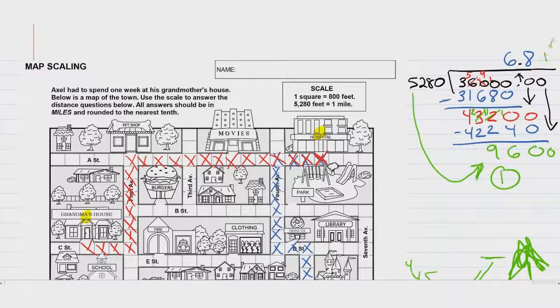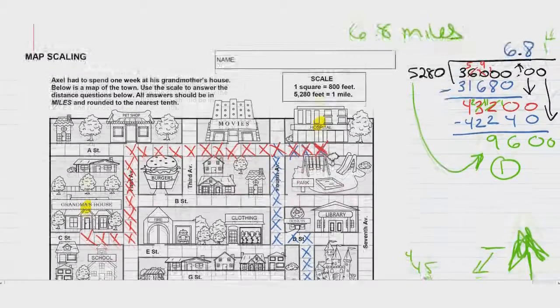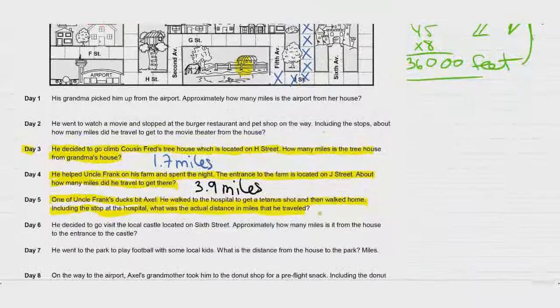And since 1 is less than 5, you do not round up. You keep the answer the same. So the answer will be 6.8 miles. So we come down here and we write 6.8 miles.